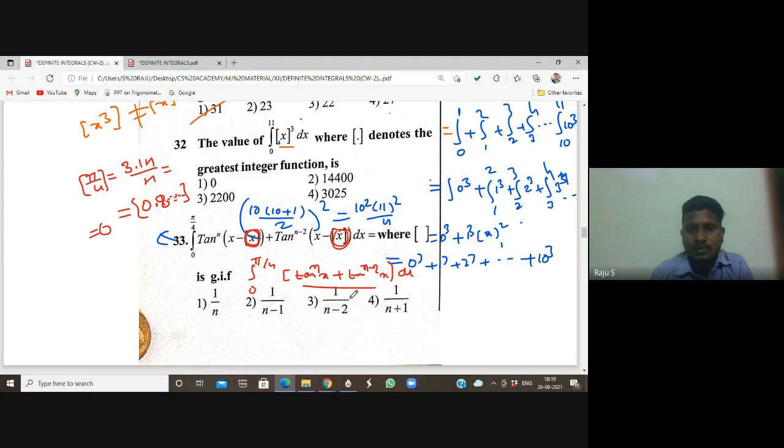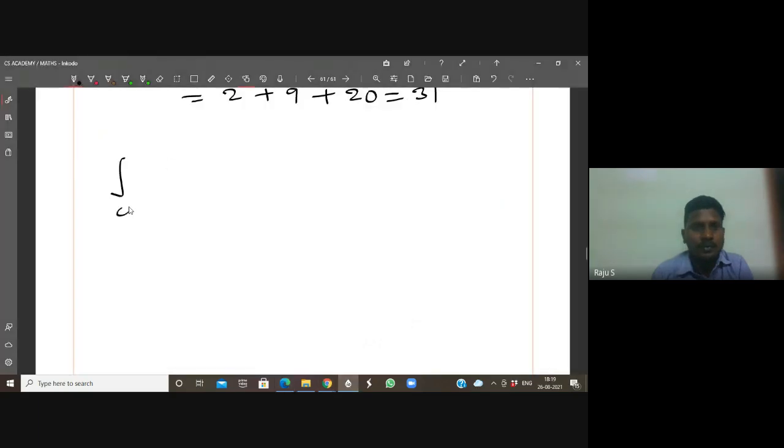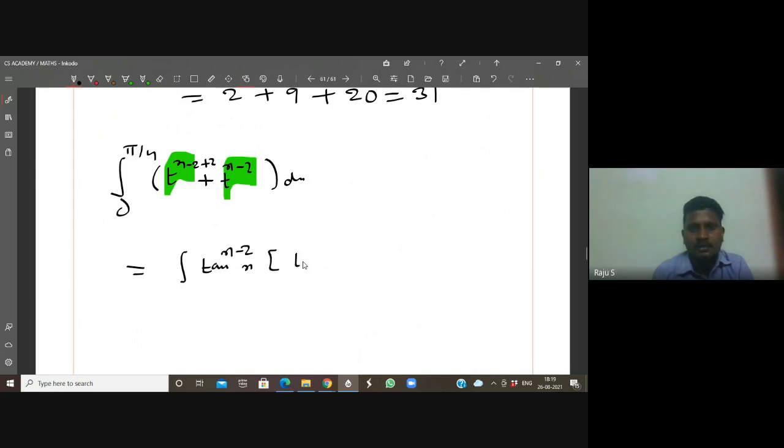So what will you do here? Integral 0 to pi by 4 of tan power n x plus tan power n minus 2 x dx. Shall I write tan power n as n minus 2 plus 2? Shall I take tan power n minus 2 x common? So when I take it common, the remaining is tan square x plus 1 dx. What is 1 plus tan square? Tan power n minus 2 x into secant square x dx.